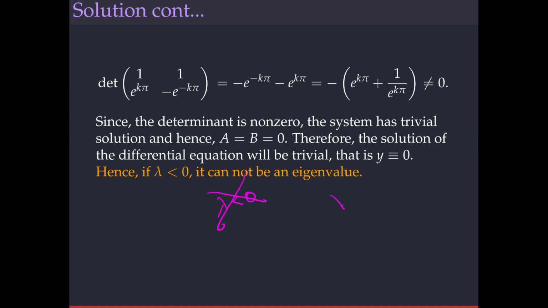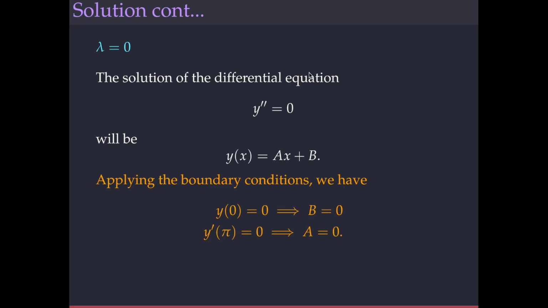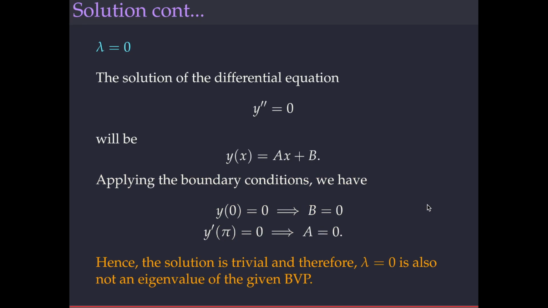So now we remain with lambda equals 0 and lambda greater than 0. Let's try lambda equals 0. Then the differential equation will be y double prime equals 0, and hence the solution is just the linear function ax plus b. Now substitute the boundary conditions. y(0) is 0 implies b equals 0, and y prime of pi equals 0 implies a equals 0. So again a and b are 0, y is trivially 0, and hence lambda equals 0 is not an eigenvalue of this problem.